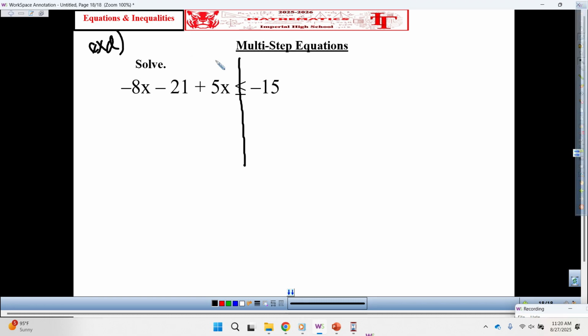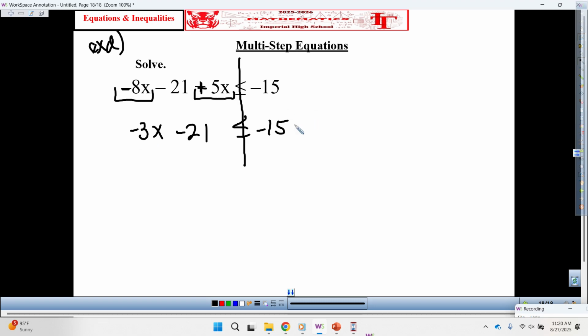All right, let's focus on the left side. Can we simplify the left side? Yes, Mr. Q. This one is like that one. Okay, let's combine them. If you owe me, because that's a negative, if you owe me $8 and you only have $5, that leaves you with owing me what? $3, so negative 3x. Bring down the negative 21, bring down the inequality symbol, and negative 15.